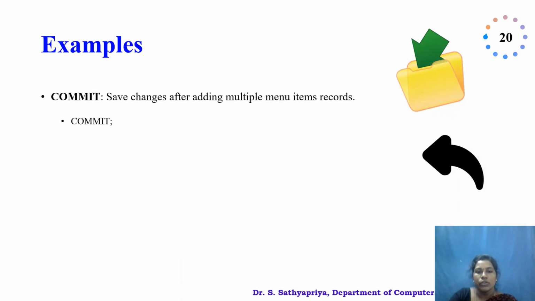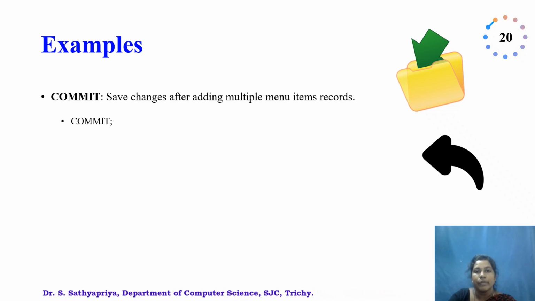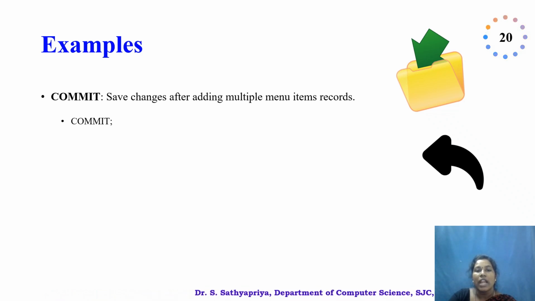The commit statement is used to save all changes made during the current transaction permanently to the database. That is, once a transaction is successfully completed, commit ensures that all changes made during the transaction are saved to the database. It makes changes permanent and visible to all others. For example, after adding multiple new items to the menu, you can use commit to save these changes to the database. This ensures that the new items are added permanently and cannot be undone unless explicitly rolled back in a new transaction. We can use the statement: commit.